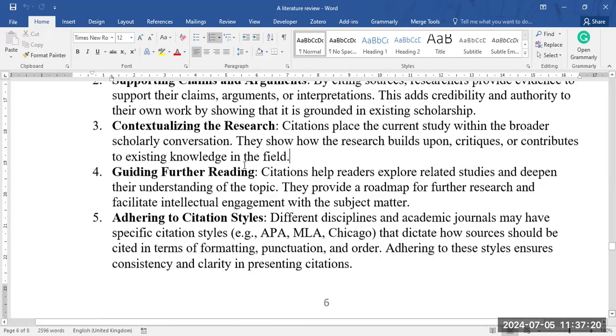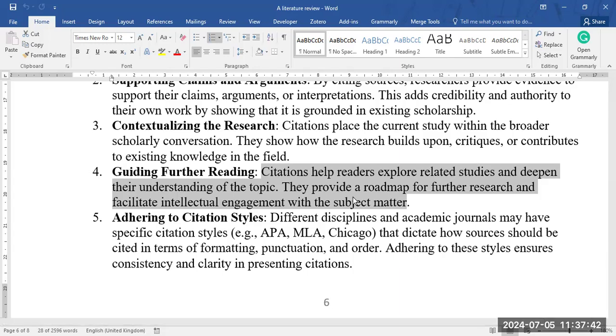Guiding further reading: citations help readers explore related studies and deepen understanding of the topic. They provide a roadmap for future research and facilitate intellectual engagement with the subject matter. When a researcher cites some ideas of previous researchers, a particular reader who has some doubt or wants to know more can go to the original source, read it again and get more understanding about a particular area.